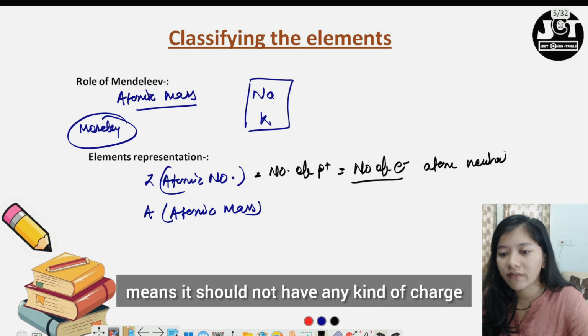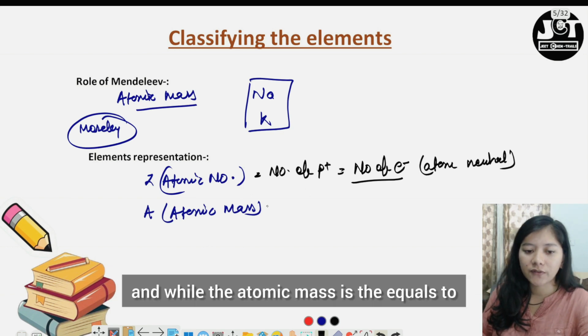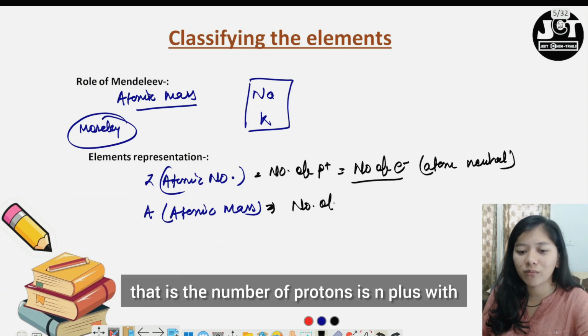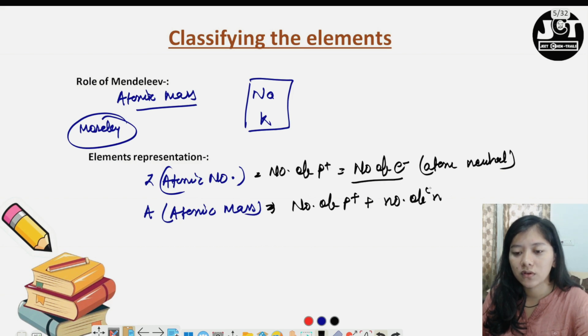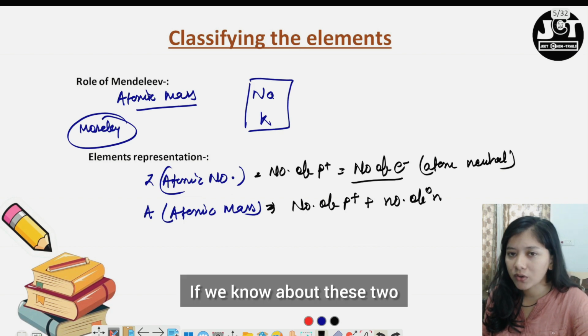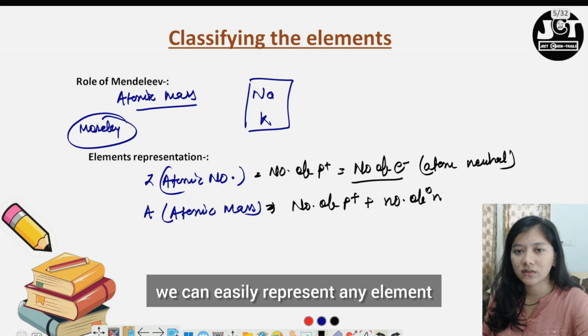Means it should not have any kind of charge. And the atomic mass is equal to whatever is inside the nucleus, that is, the number of protons plus the number of neutrons. So together they form this atomic mass. If we know about these two, we can easily represent any element.